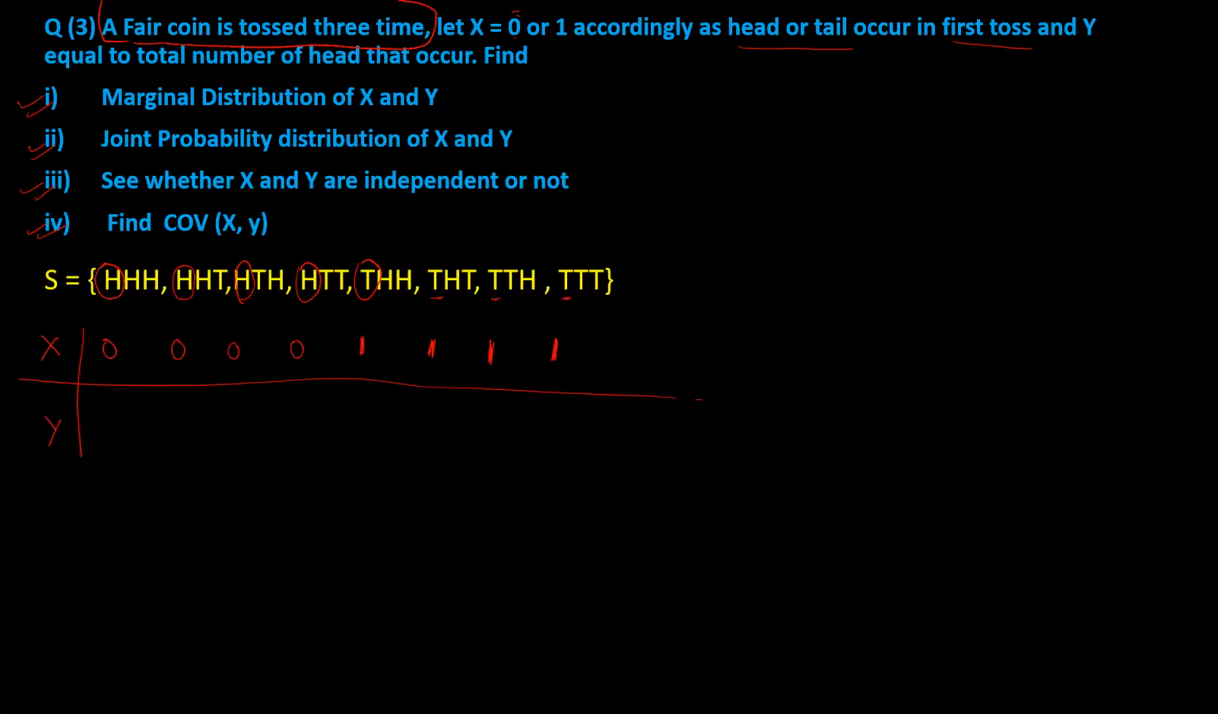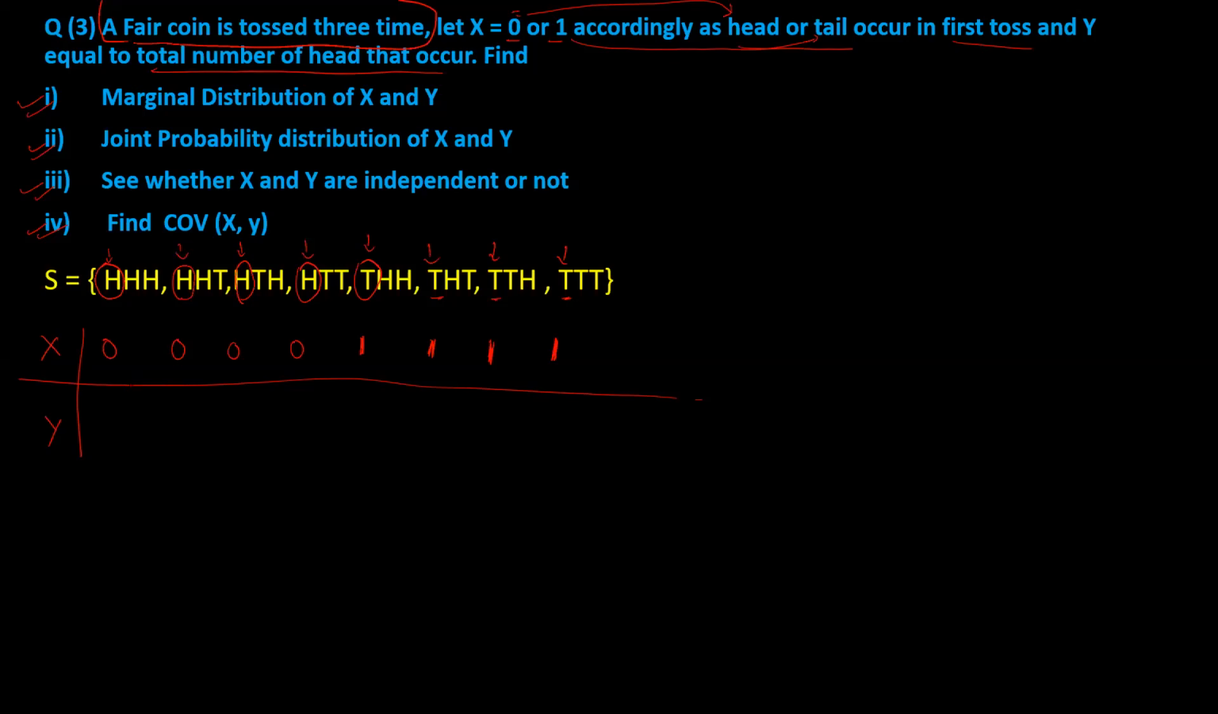It's clear now. X is 0 or 1 accordingly as head or tail. So 0 for head and 1 for tail in the first toss. First toss means on the first entry you have to check everywhere. So whenever it is head, put 0 in the first entry. Whenever it is tail, put 1 in the entry. Now y is also another random variable, which is nothing but the total number of heads that occur.